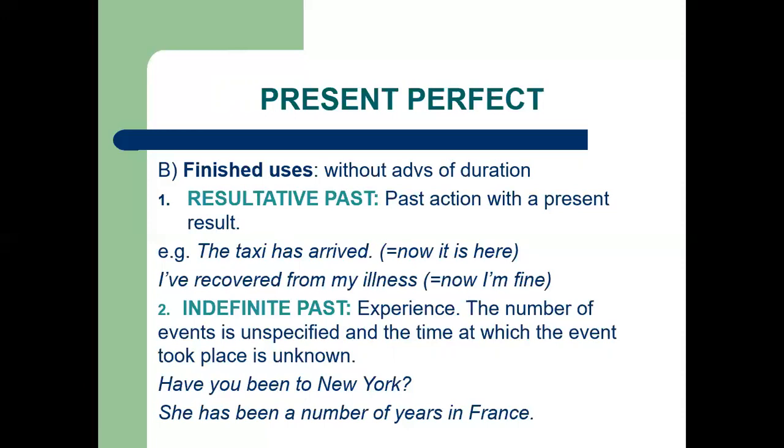Indefinite past experience: the number of events is unspecified, and the time the event took place is unknown, right? Or even if it's known, you're not interested. So when you say, have you been to New York? You're not interested in the time of that event, the time at which that event took place, but you're interested in the experience, right? If that action really occurred. This is an important point because we're going to see that when you use the past simple, you express definite actions.